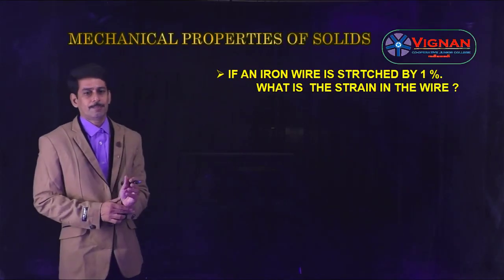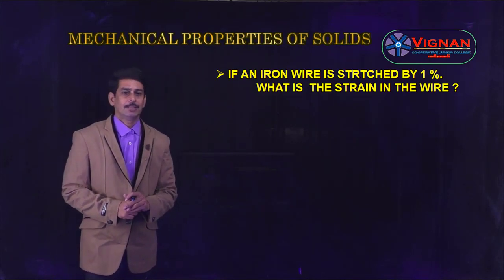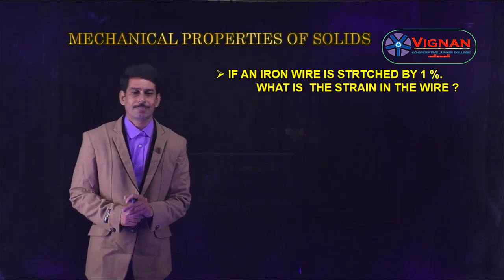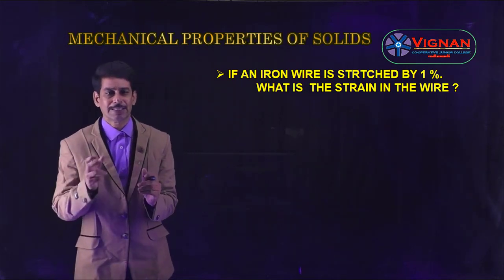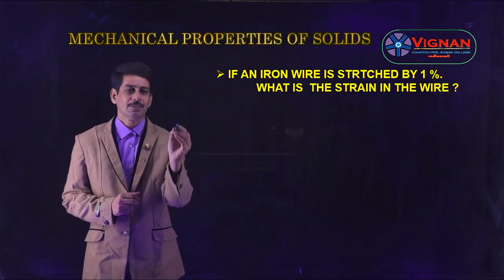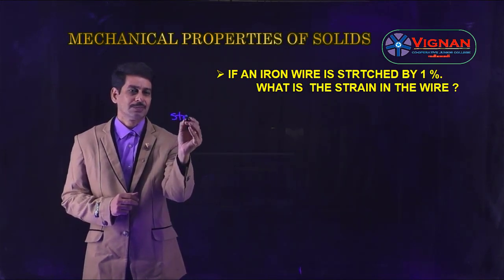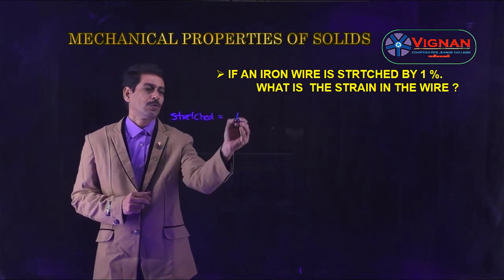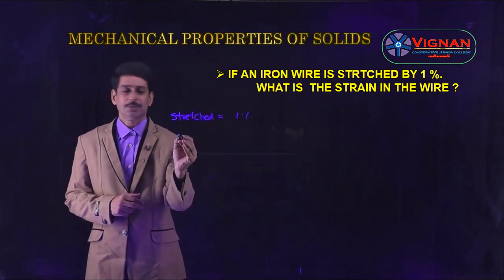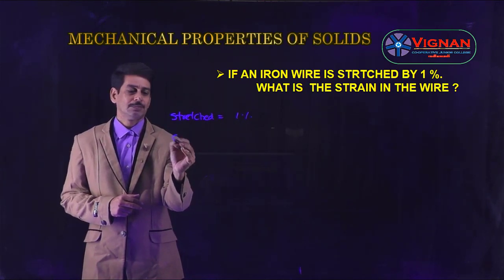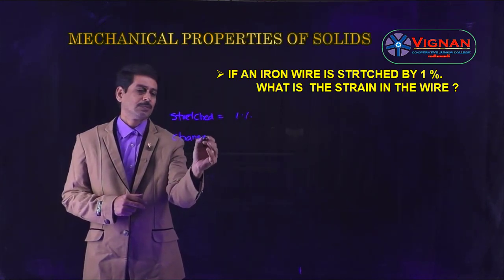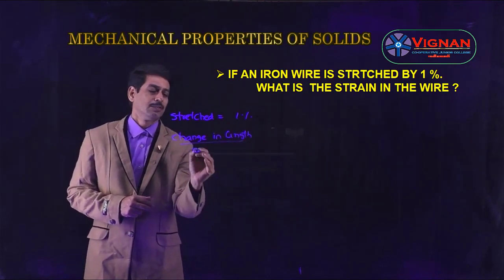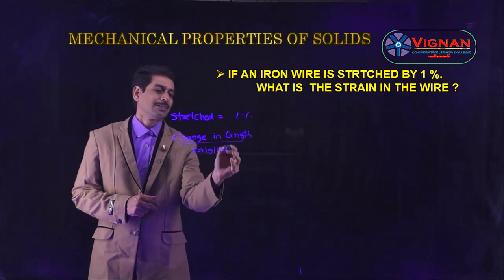So see the next problem. If an iron wire is stretched by 1%, what is the strain in the wire? Stretch is nothing but increase in length. Here the percentage is given. So stretched is equal to 1%. So this is the change in length by original length.